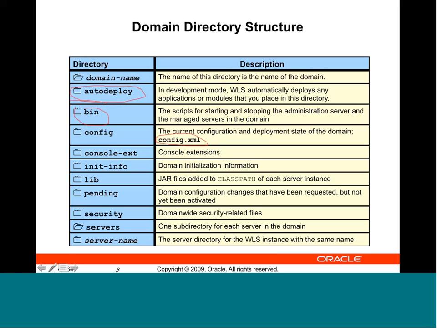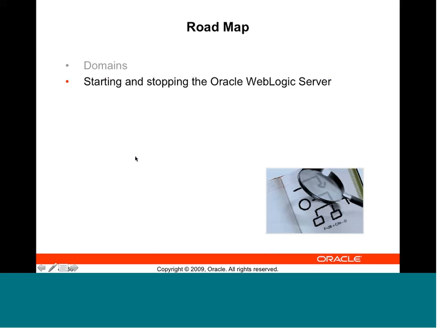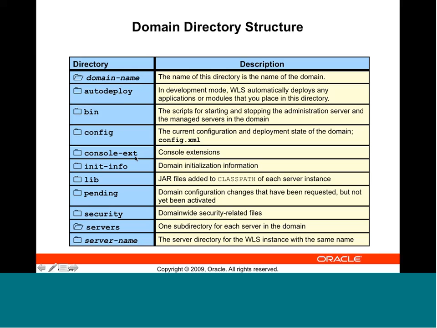Right? Then you have servers, which has one directory for each server in the domain. So if you want to look for logs and all, you can use this. Server name, this is again a directory, the directory of the WLS instance with the same name. So these are all the directories which will be created once you create your domain. Right?